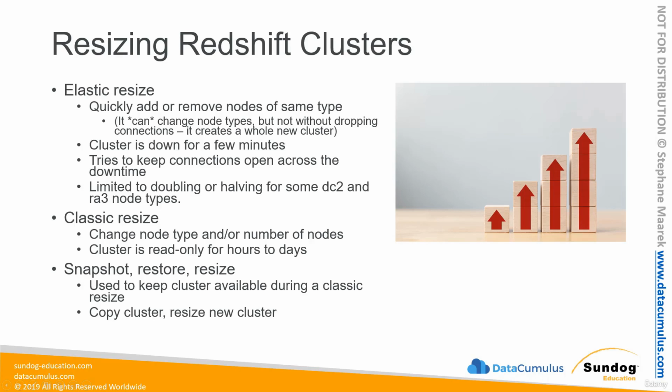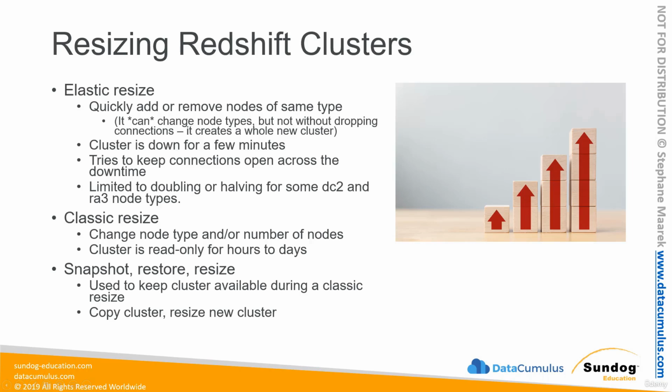So if you do need to change your node type, or you need to add an amount of capacity that Elastic Resize won't allow you to do, what you can do is use a snapshot command to make a copy of your cluster, and then resize that new cluster. So your data is still going to the old cluster while your new cluster is being resized and going through the classic resize process. Once your new cluster is finally done, you can then shift your traffic to that new cluster that's been created. So snapshot, restore, then resize is a way of migrating from one cluster to another using classic resize to minimize downtime.